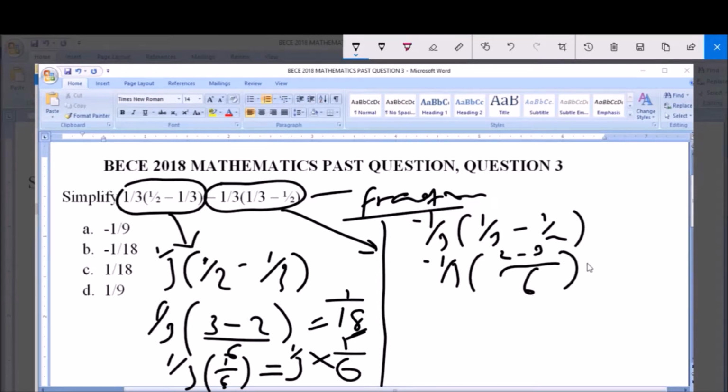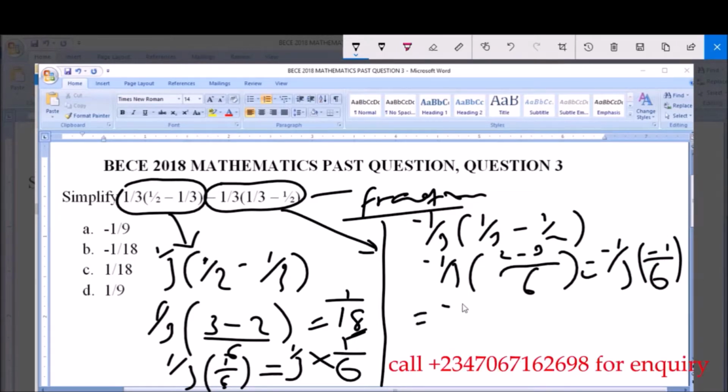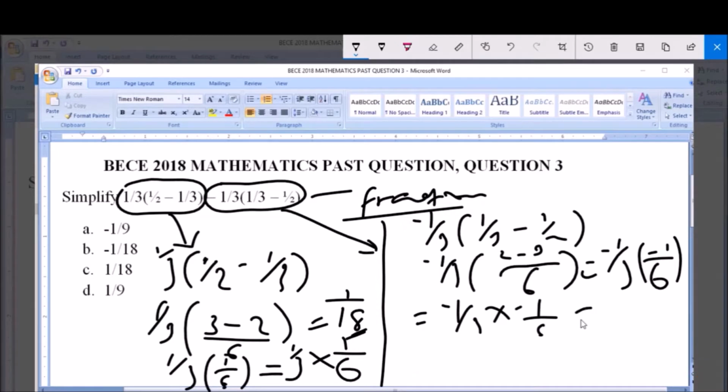Close bracket. And this is the same thing as saying minus 1 all over 3 into brackets 2 minus 3 will give us minus 1. So minus 1 all over 6. So here now we have minus 1 over 3 into brackets minus 1 over 6. And this is the same thing as saying minus 1 over 3 multiplied by minus 1 all over 6. And like we know, negative times negative will give us positive. So minus 1 times minus 1 will give us positive 1. And then 3 times 6 will give us 18. So we have a positive 1 over 18.